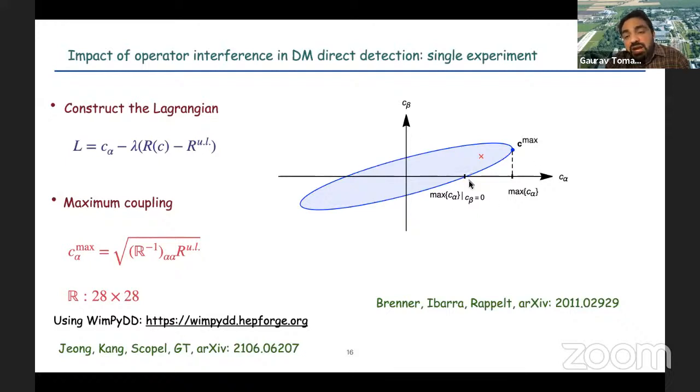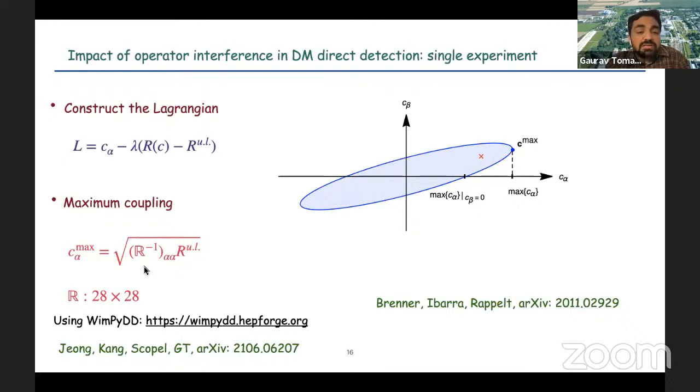And now suppose you have an isoscalar scenario. That means the maximum coupling that you could have is where this ellipse cuts the axis. But if you have interference between the operators, then the actual value of C is not this, but here. So how to get this value of C max? Well, they construct this Lagrangian where lambda is a Lagrange multiplier, and then doing some optimization, we find that the value of C max is this simple formula.